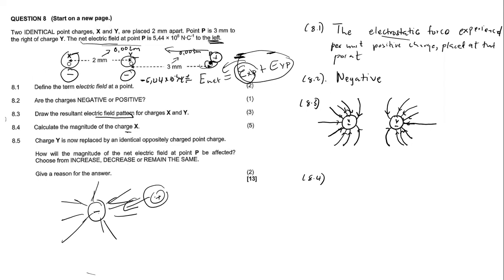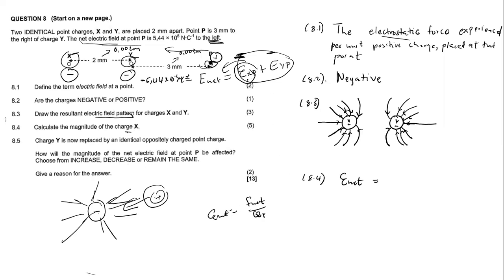So I have E net instead. The formula to calculate E net in this case, I do not have F net, so I'm not going to use the formula that says E net is equal to F net over Q of point P. Q of point P is always 1. By the way, for a point charge, its magnitude is always 1. So I'm not going to use this formula.